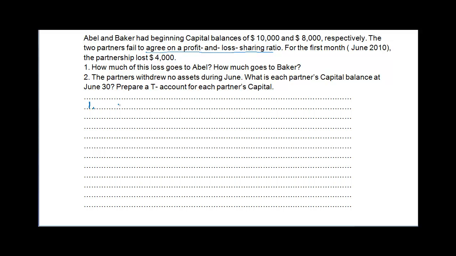All right. So requirement number 1. Well, remember, legally, if they don't have a formula for sharing profits or losses, legally they're shared equally. In this case, with two partners, it's 50-50 or half-half. So Abel gets $2,000 of the loss, and Baker gets $2,000, and that's how we allocate the loss of $4,000.